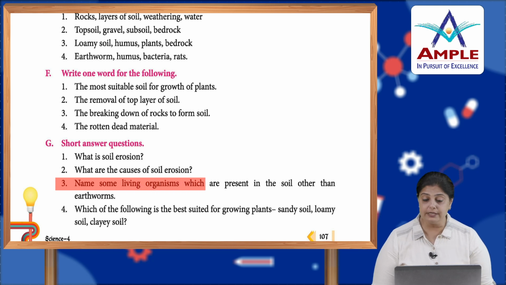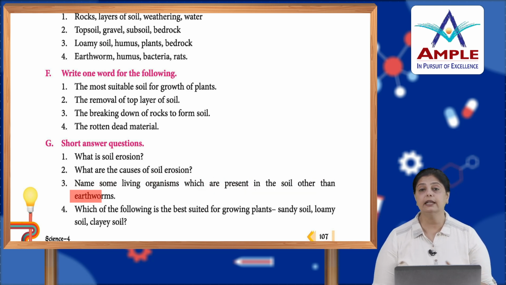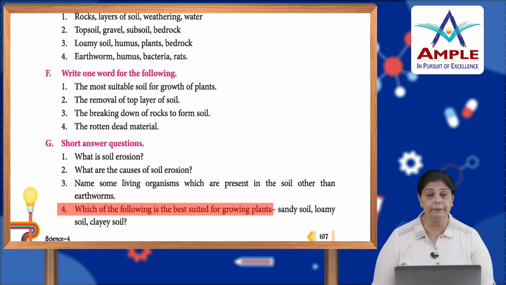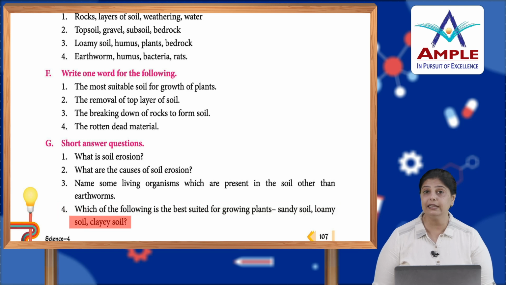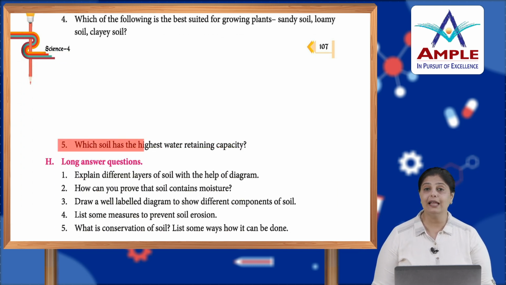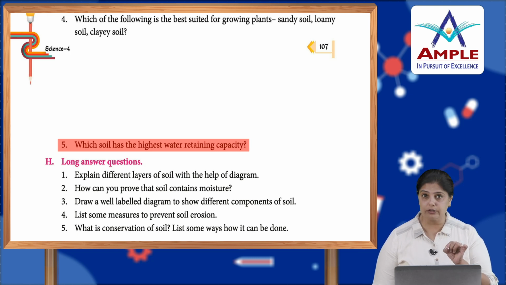Name some living organisms which are present in the soil other than the earthworms. There are so many living organisms that live inside the soil, so talk about them, like for example, snakes, rabbits, beetles, bugs, so many of them. Which of the following is the best suited for growing plants? Sandy soil, loamy soil and clay soil. So, which is the best one? It's the loamy soil, and why is what you are going to explain here. Which soil has the highest water retaining capacity? It is the clay soil. So, write about it in short, but give the most relevant information here.